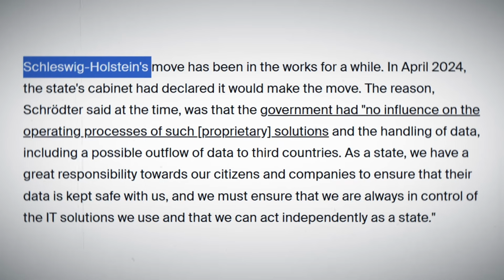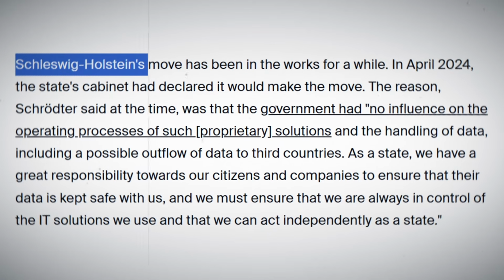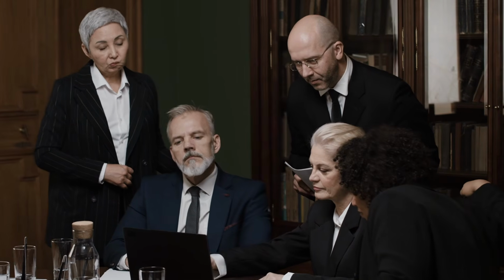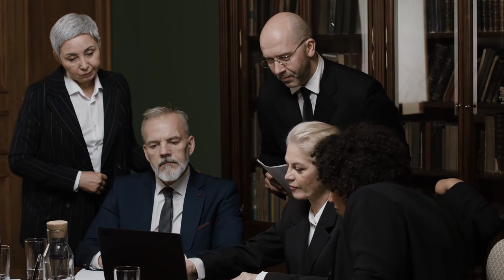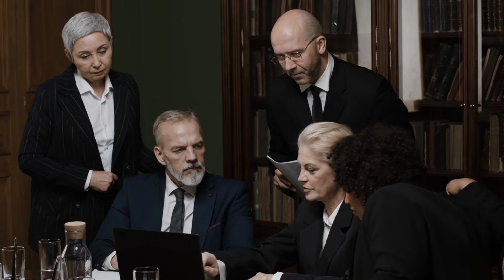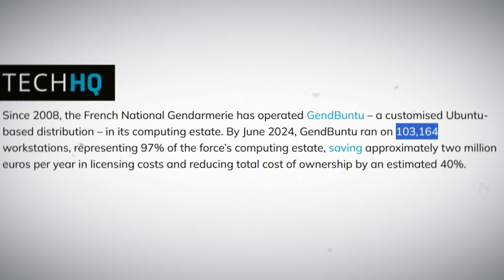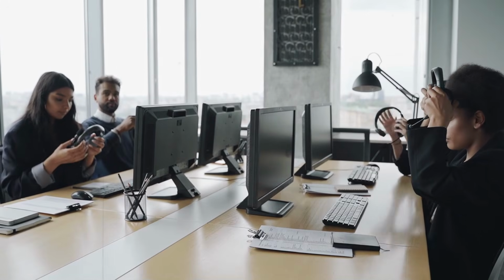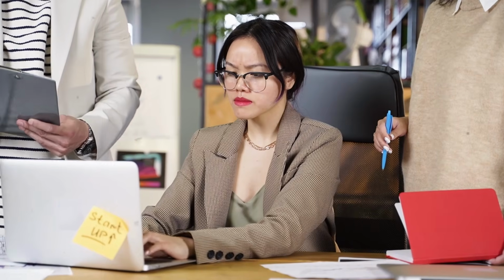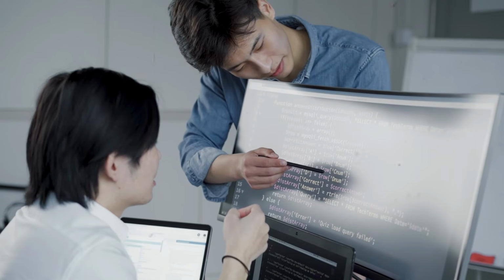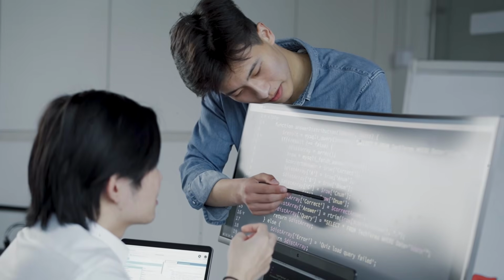Institutional migration tells the story too. Germany's Schleswig-Holstein completely replaced Microsoft tools with Linux in public offices in April 2024. That's not a small decision. It's an entire regional government betting its IT infrastructure on open source software. France operates over 103,000 government computers on a custom Ubuntu distribution. These aren't isolated experiments. They're strategic decisions by large organizations that Linux is mature enough for critical systems. When governments move, enterprise follows. When an enterprise adopts it, the barrier to consumer adoption drops significantly.